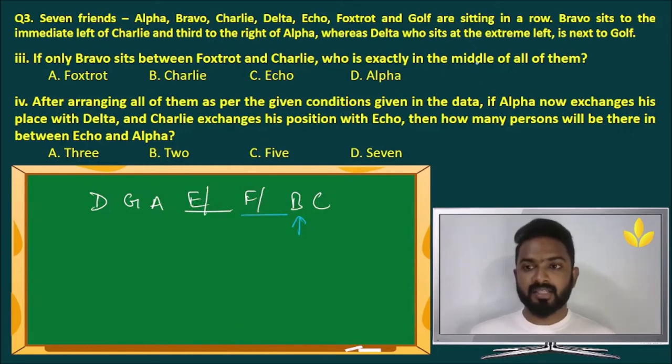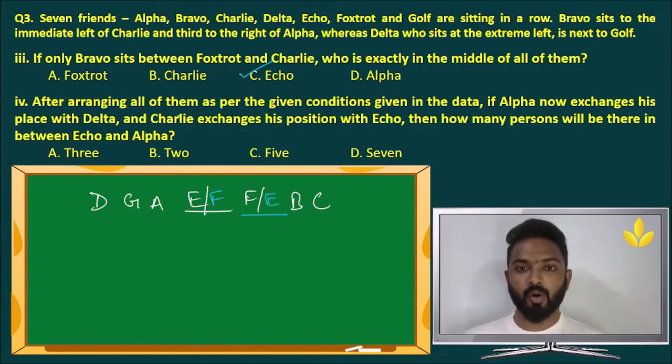So who is exactly in the middle of all of them? Obviously Echo is in the middle of all of them. If only Bravo sits between Foxtrot and Charlie. Answer is C. After that, go back to the default arrangement. We had F here and E here.